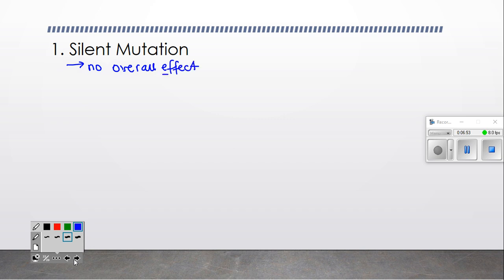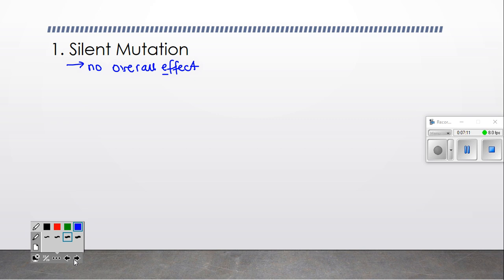I noticed a lot of you had some sort of grammar stuff going on in English. This is one of my pet peeves, effect versus affect. An effect with an E is a thing, it's a noun. Affect with an A is a verb. So there is no overall effect when a silent mutation happens.